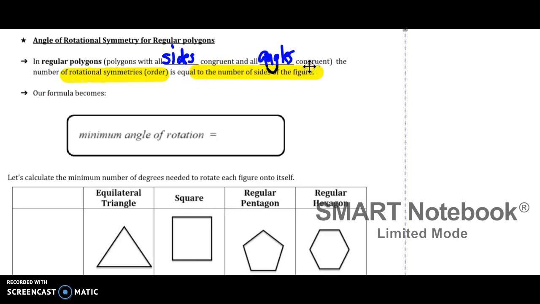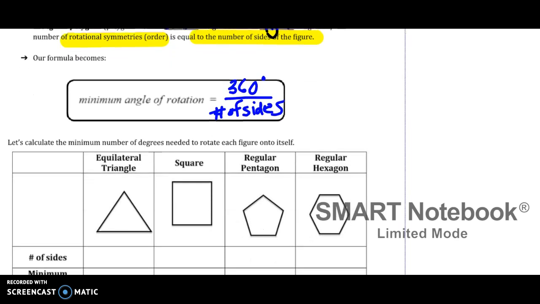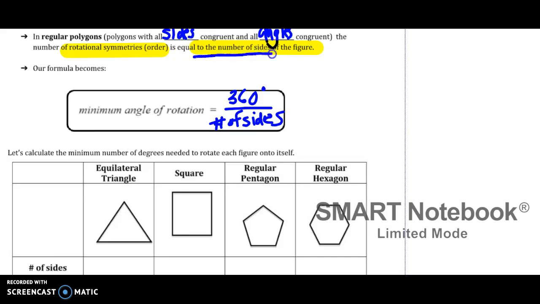The number of rotational symmetries, or the order, is equal to the number of sides of the figure. Just like when we talked about lines of reflection, the number of lines of reflection equaled the number of sides for regular polygons, the same thing happens with rotational symmetry. Our formula is 360 degrees divided by the order, and when the figure is regular, the order is equal to the number of sides of the figure.